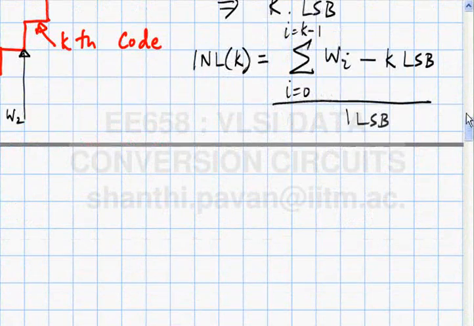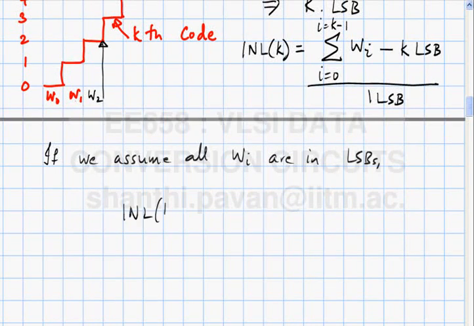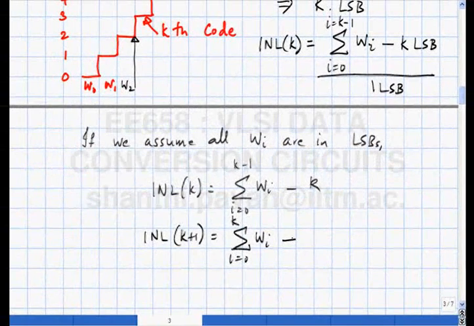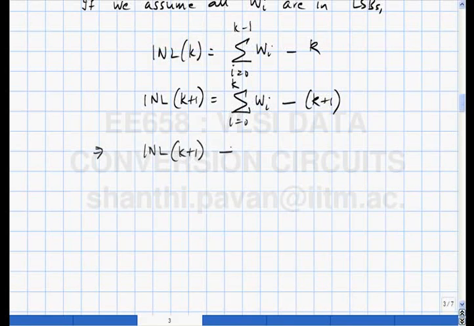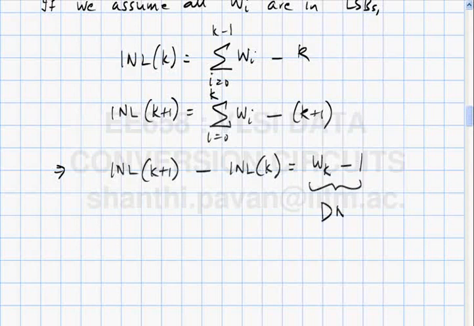Clearly, you can see that this also depends on the widths of the codes up to the K minus 1th code. If we look at it carefully and assume all code widths are in LSBs, then INL of K is simply the sum of Wi minus K. INL of K plus 1 is nothing but the sum of Wi from 0 to K minus K plus 1. So INL of K plus 1 minus INL of K is nothing but Wk minus 1, which simply is the DNL of the kth code.